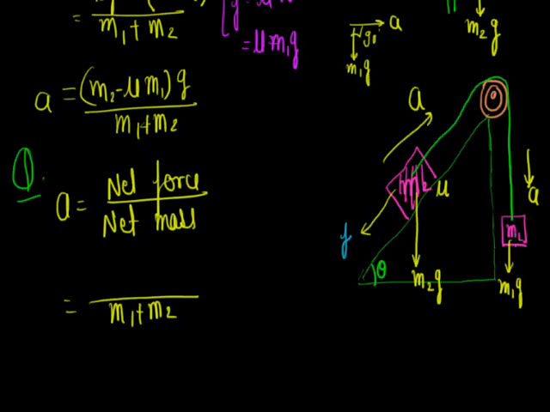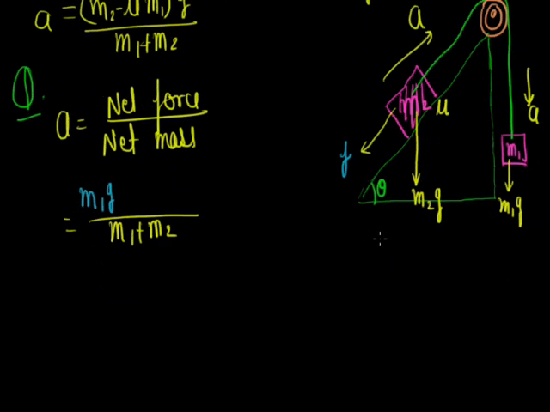When we talk about the M1 force, here M1G force is acting in the downward direction, which is already along the direction of acceleration. So we can write directly it as M1G. But when we talk about the forces on M2, actually first force on M2 is M2G, but it is not in the direction of acceleration.